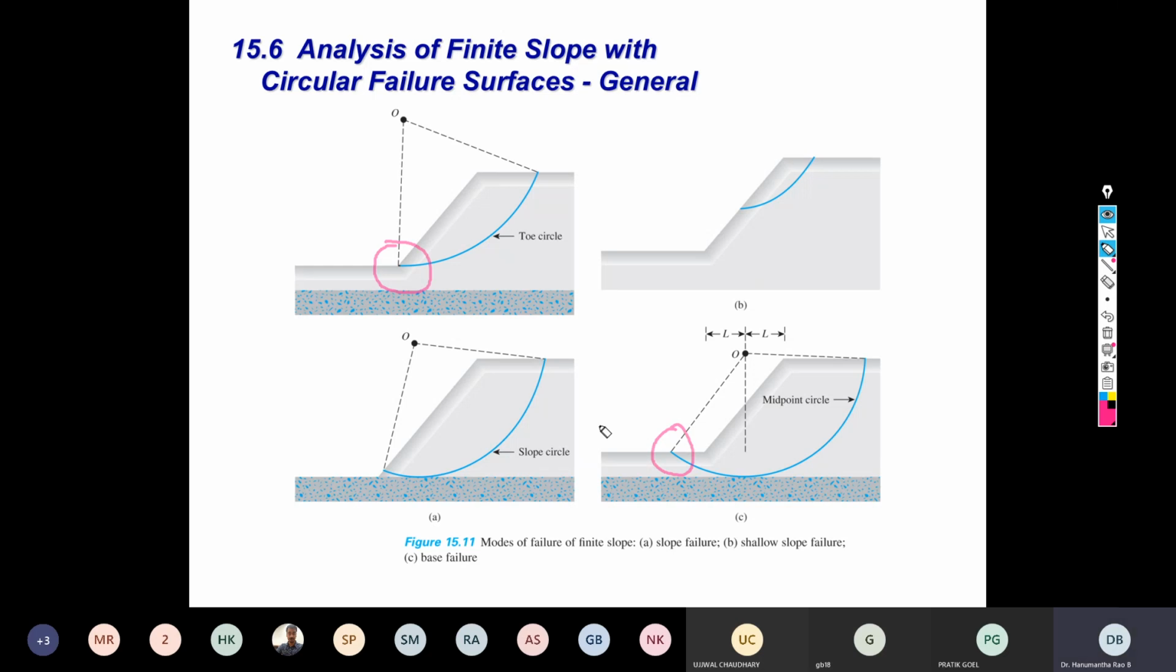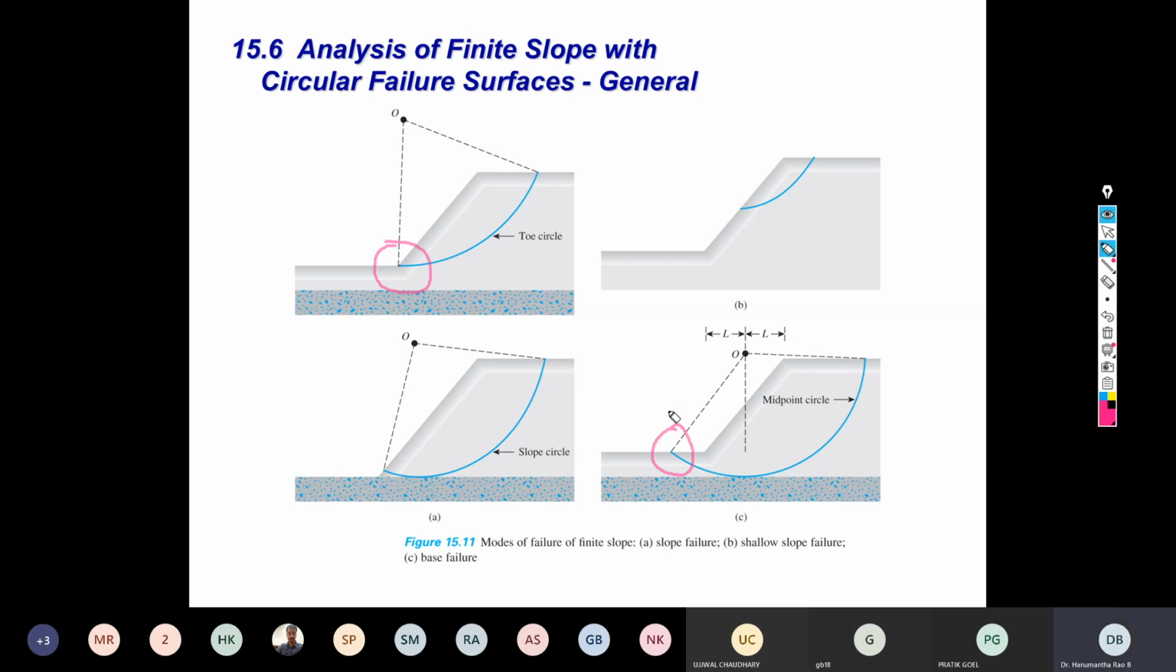And predominantly the base failure can happen when there exists a soft soil or a compacted soil. So this is the basic reason. When a soft soil exists beneath the embankment, there is a possibility of the slope failing under the base failure mode.